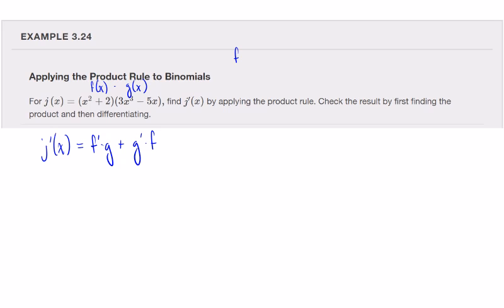So f prime, we know this is regular f of x, right? f prime is going to be the derivative of that, which is just 2x. The derivative of 2 is 0, so that goes away, and the derivative of x squared is 2x. And then g prime is equal to the derivative of this, right? So 3 times 3 is 9x squared, taking away 1 from the exponent, and the derivative of negative 5x is just negative 5, okay? So let's plug those values in.